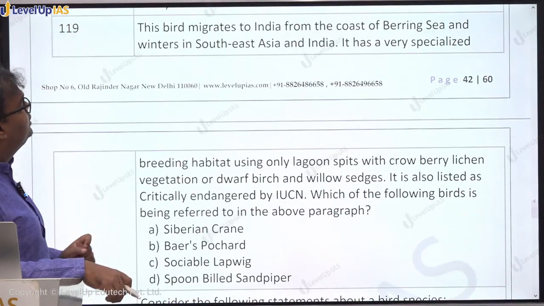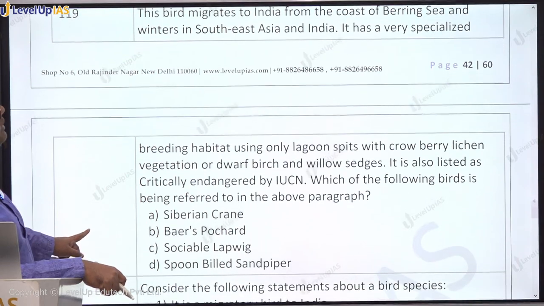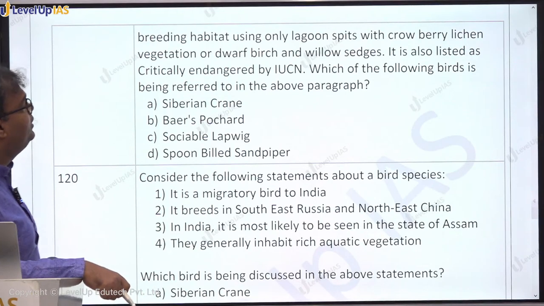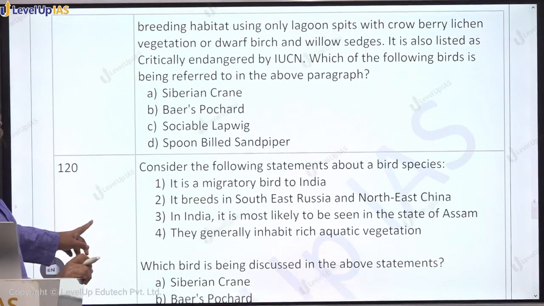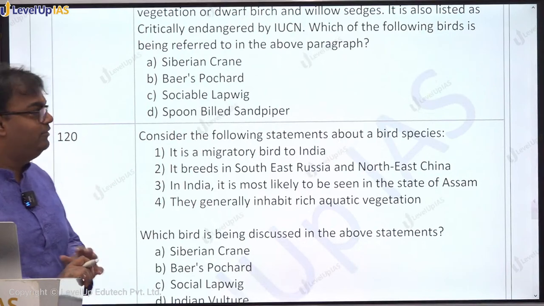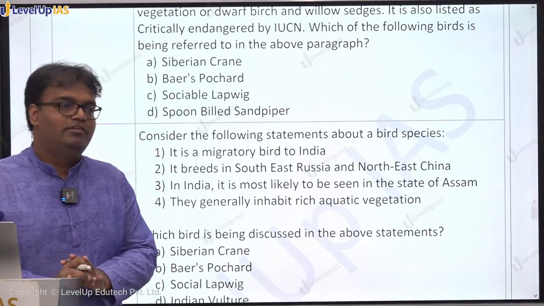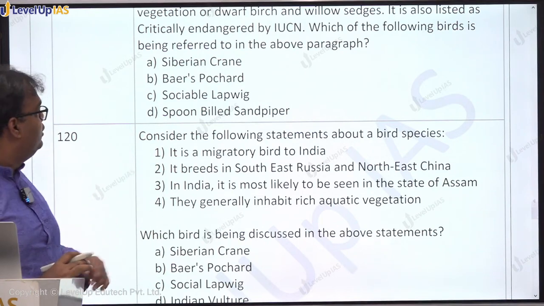119, this bird migrates to India from the coast of the Bering Sea and winters in Southeast Asia and India. It has a very specialized breeding habitat, usually using only lagoon spits with crowberry lichen vegetation or dwarf birch and willow sedges. It's also listed as critically endangered by IUCN. Which of the following birds is being referred to in the above paragraph? Spoon-billed sandpiper? Sure. Why not Siberian crane? First, the Siberian crane doesn't come from the Bering Strait, and it doesn't have this specialized requirement.